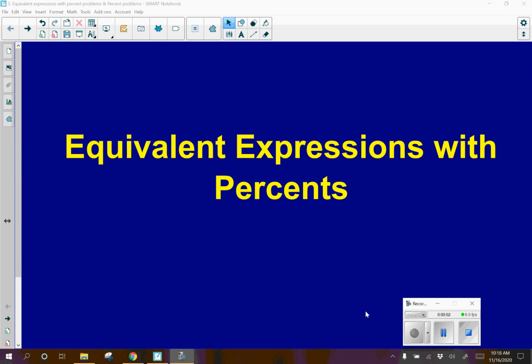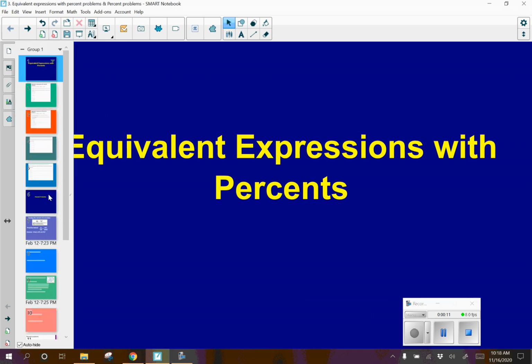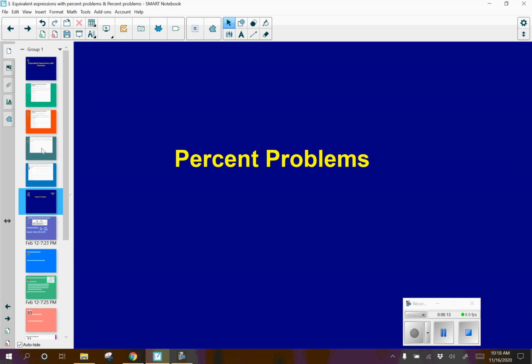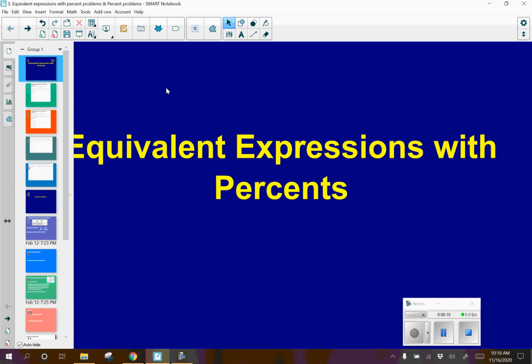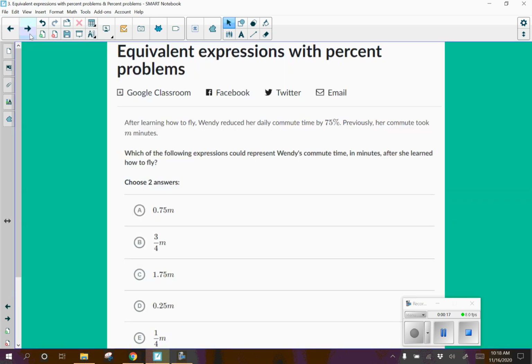Hello everyone. Today we're going to continue with the next two skills in the fractions, decimals, and percentages unit, starting with equivalent expressions with percents, and then moving on to percent problems. So let's start with equivalent expressions with percents.